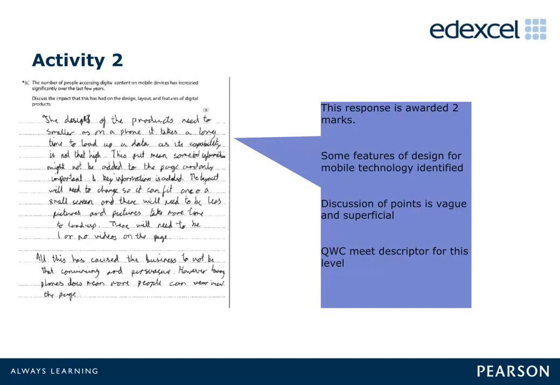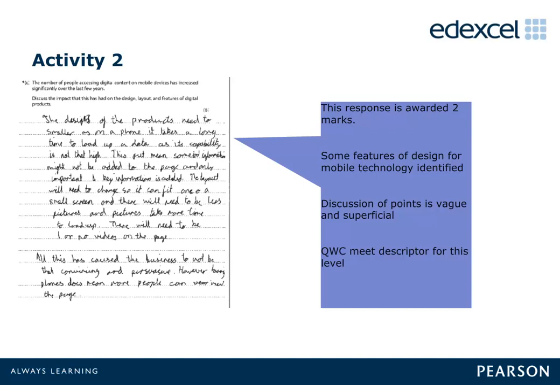This example is awarded 2 marks. The response makes some reference to the need to reduce the amount of content on a product for use on mobile technology. The candidate attempts to provide some reasons and examples, but these are often poorly constructed. For example, at the start of the response, the candidate refers to the product needing to be smaller and the phone's capability, but these show only a superficial understanding.